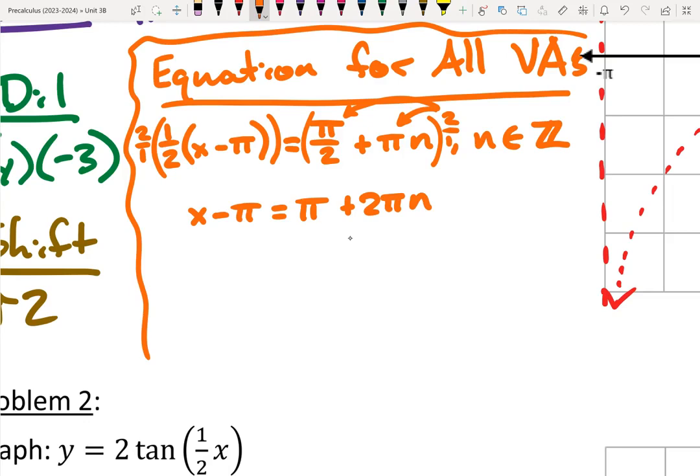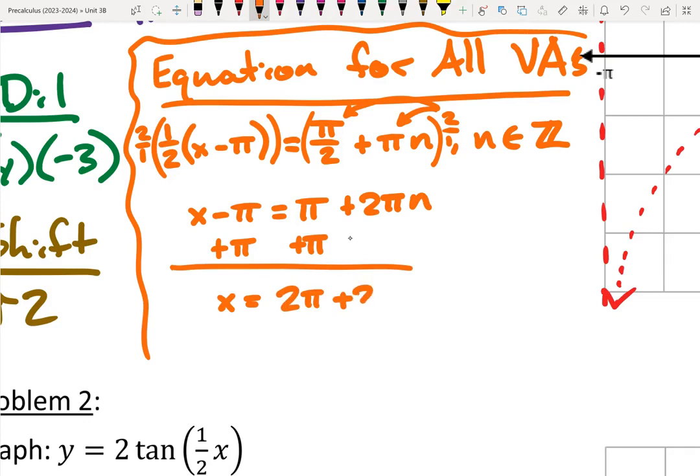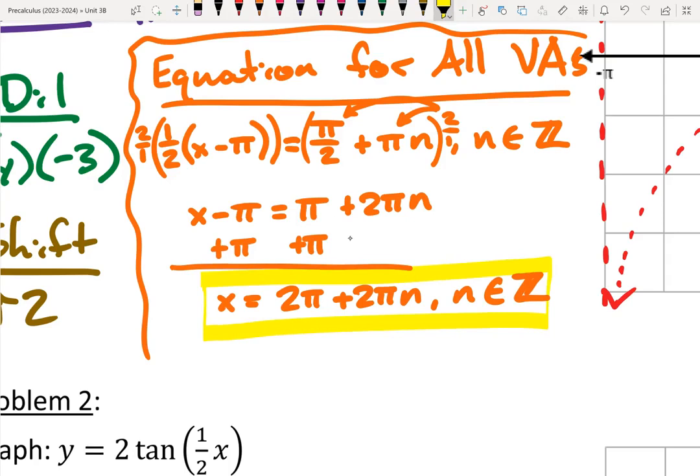All right, we're almost there. What do I do to get x by itself? Just add pi to both sides. So I'm going to add it here. I cannot add it to the one with the n because that's a variable. It's not a like term. So I'm going to be left with x equals pi plus, or no, how many pi's? 2 pi plus 2 pi n, comma, n is an element of the set of integers. And that would be my equation for all vertical asymptotes.